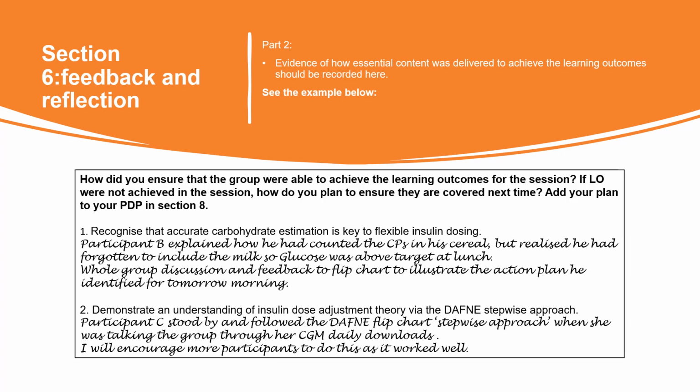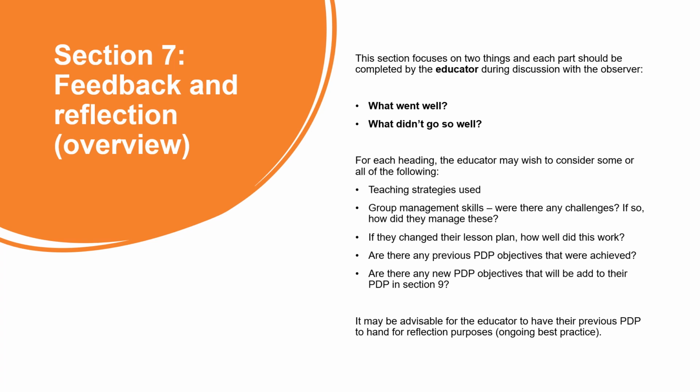In Section 6, Part 2, the educator should note evidence of how essential content was delivered to achieve each of the learning outcomes of the session, as illustrated here. Section 7 provides an opportunity for the educator to reflect on delivery and note what went well and what didn't go so well with the help of the observer, including how previous objectives have been actioned and how any changes made have worked.